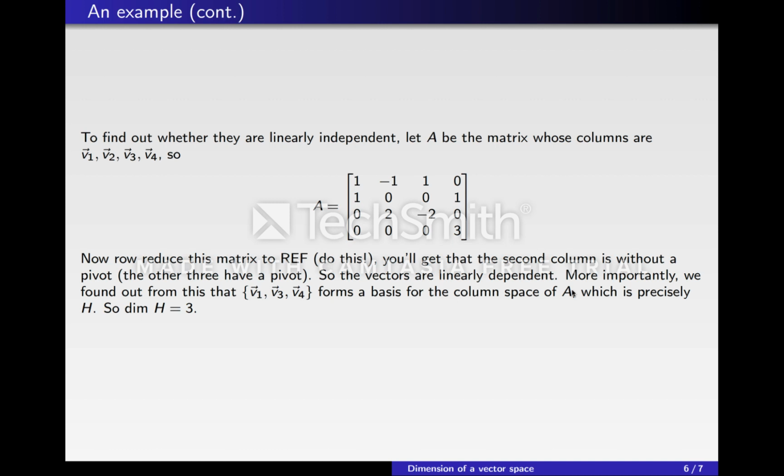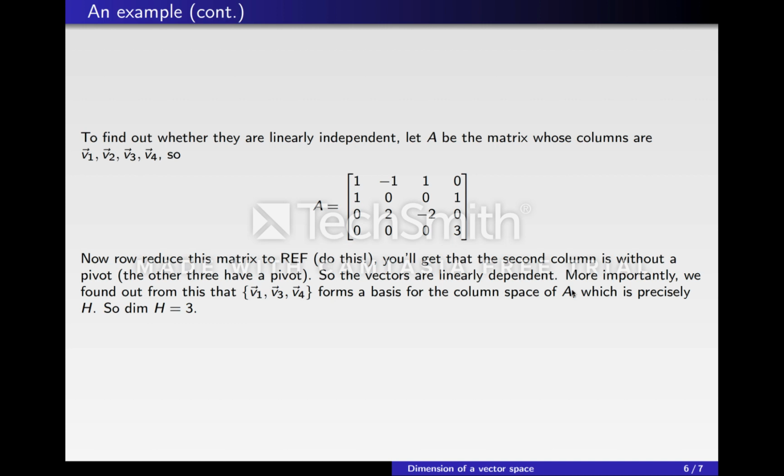So you put these vectors into a matrix. These are going to be the columns of this matrix A. So 1, 1, 0, 0 is V1, minus 1, 0, 2, 0 is V2, 1, 0, minus 2, 0 is V3, and V4 is 0, 1, 0, 3. Row reduce this matrix to its row echelon form, and so you should do this, right?